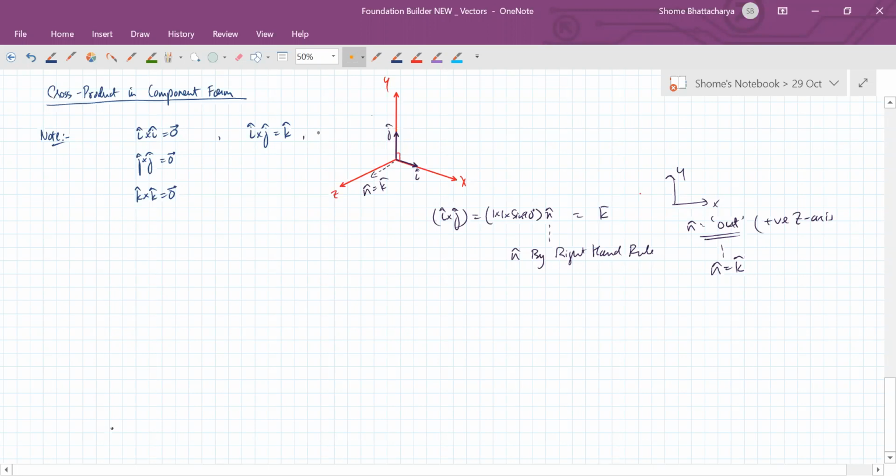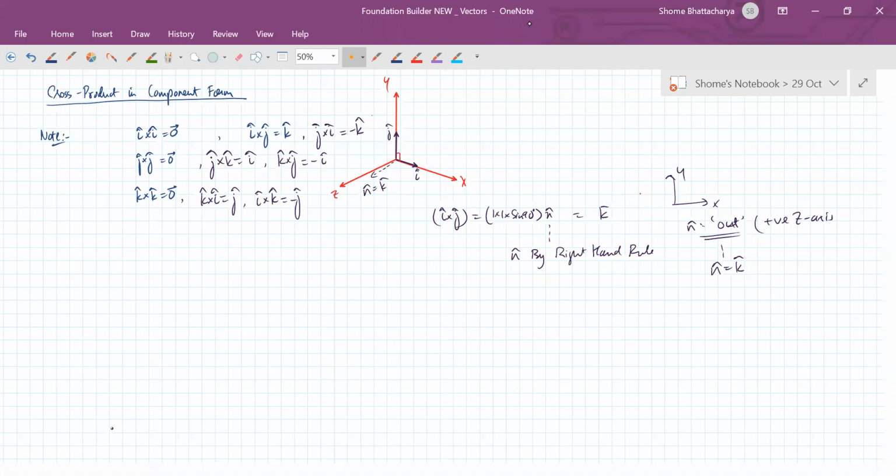Now similarly, if you see j cross I, it will be minus k, because it's just the opposite operation. So the direction becomes opposite. Similarly, if you see j cross k, that will give you I cap. But if you see k cross j, that gives you minus I cap. Once again, you can figure that out from this diagram of the three-dimensional system that I made. And similarly, if you take k cross I, it gives you a unit vector along the positive y direction. So that's j cap. Whereas if you take I cross k, it gives you the opposite of that. So that is minus j cap. So each of these six pairs of cross products that I've written, you can figure them out by using the right hand thumb rule.